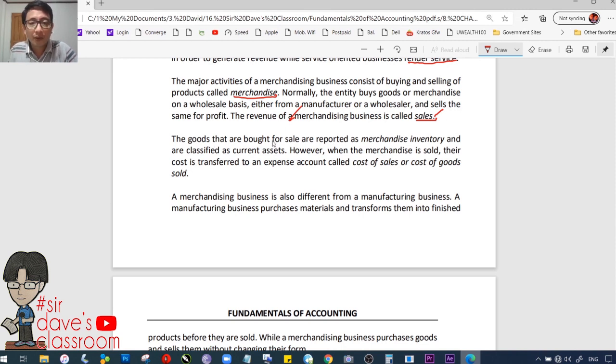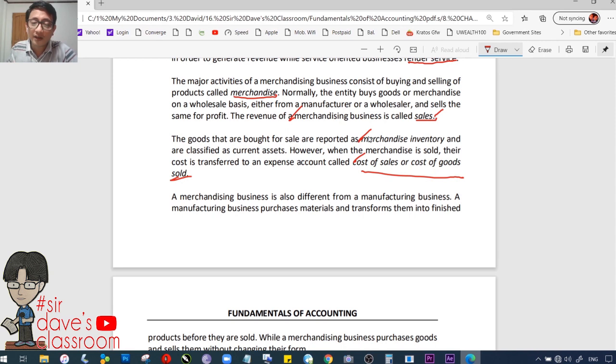The goods that are bought for sale are reported as merchandise inventory, yan yung paninda, and are classified as current assets. However, when the merchandise is sold, their cost is transferred to an expense account called cost of sales or cost of goods sold. So tulad ng sabi natin dun sa definition ng ating kinds of businesses according to activity, pagka merchandising business or buy and sell, you buy something and you do not alter the form. You merely buy it and sell it as is.